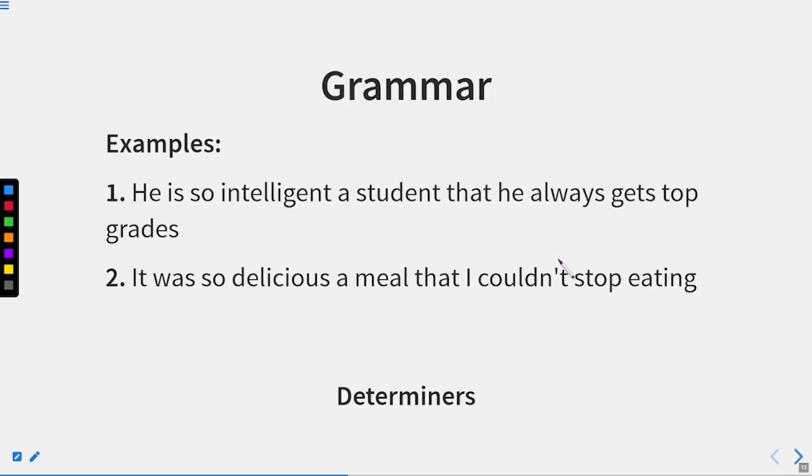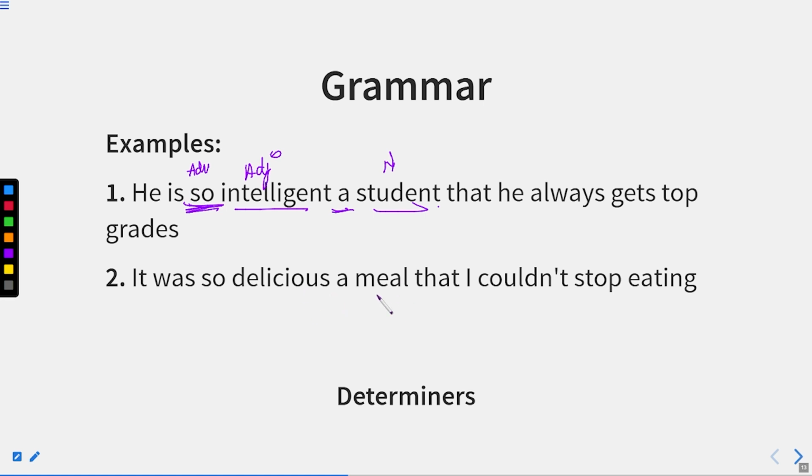We have some examples. He is so intelligent a student. Now we can see so, which is an adverb, then intelligent, which is an adjective, and this is student, which is a noun, and before this we are using a. This is the same structure as we have learned earlier, but the basic difference is the use of so, because this rule is applicable only with those adverbs, so, as, how, or to. Only for these four adverbs is this rule applicable. Now, he is so intelligent a student that he always gets top grades.